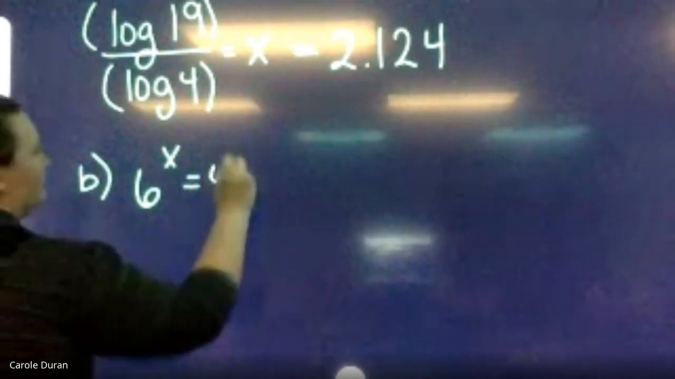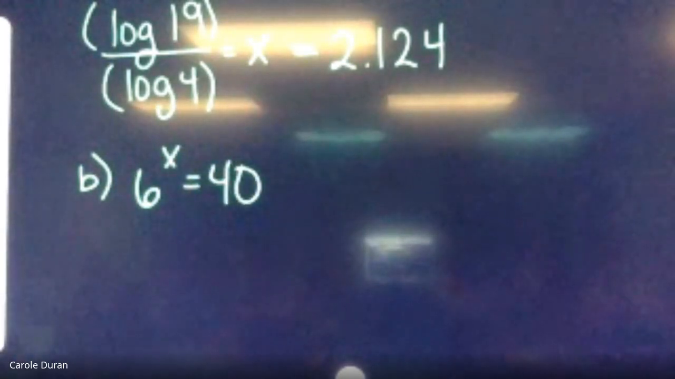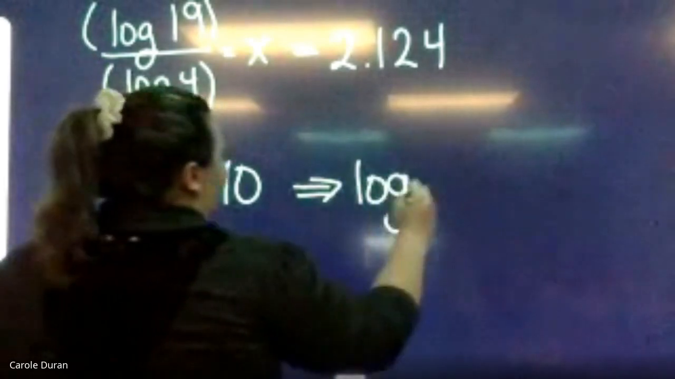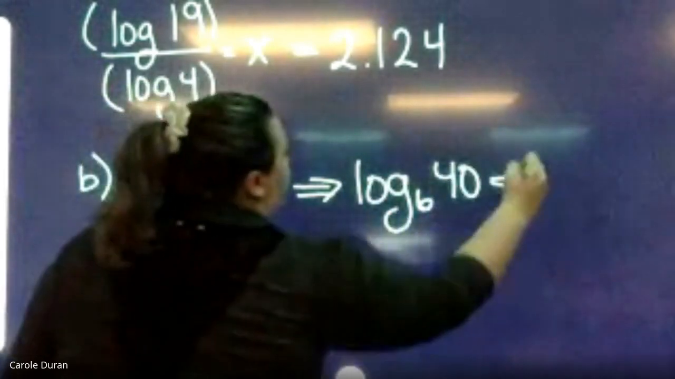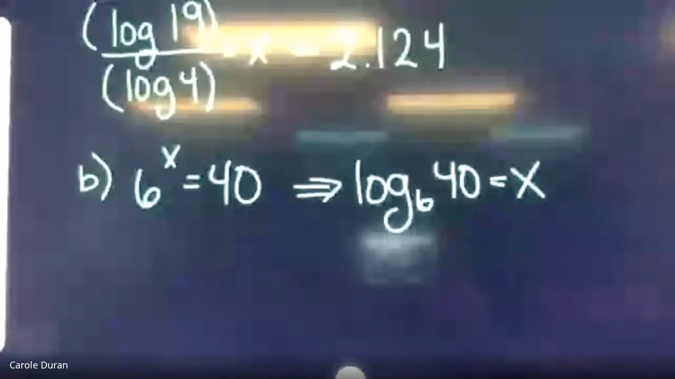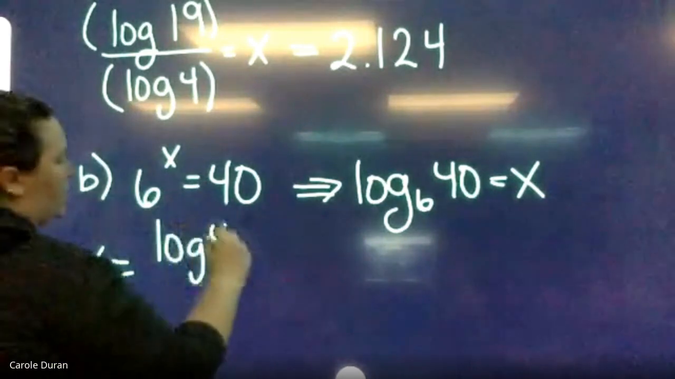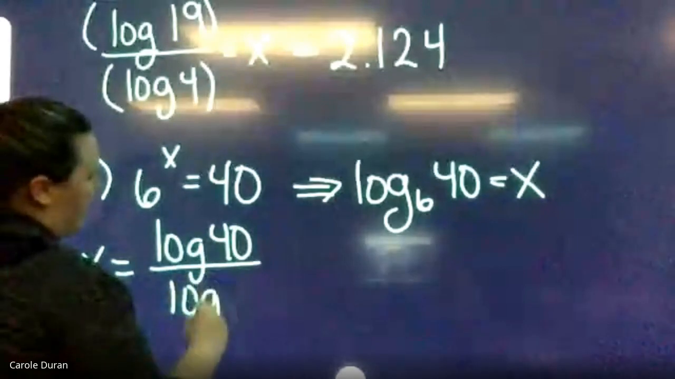So let's practice it again. This time, I have 6 to the x power equals 40. It's going to be the same process. So what am I first going to transform this into? A log: log base 6 of 40 equals x. And then I'm going to solve for x by transforming the left side using my change of base formula. So x is going to equal log of 40 over log of the base 6.